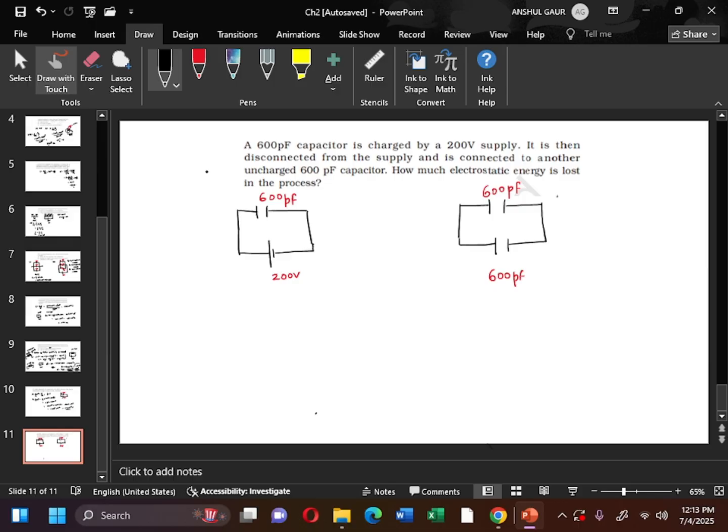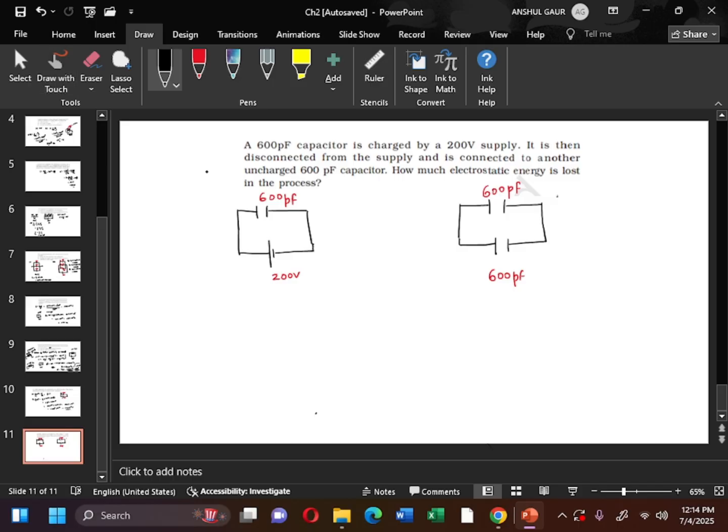So the situation is something like this: there is a capacitor which is charged with a power supply of a certain voltage. It acquires the charge and then the battery is disconnected, and another uncharged capacitor having the same value of capacitance is connected in parallel across it. When this connection is made there is a loss of certain energy, and we have to calculate this loss in energy.